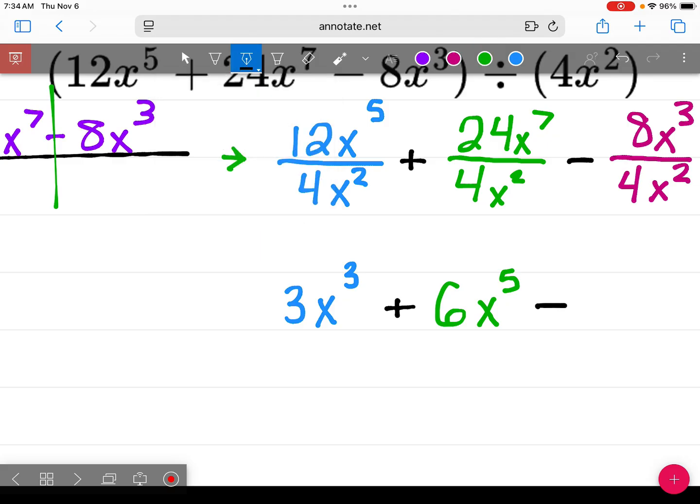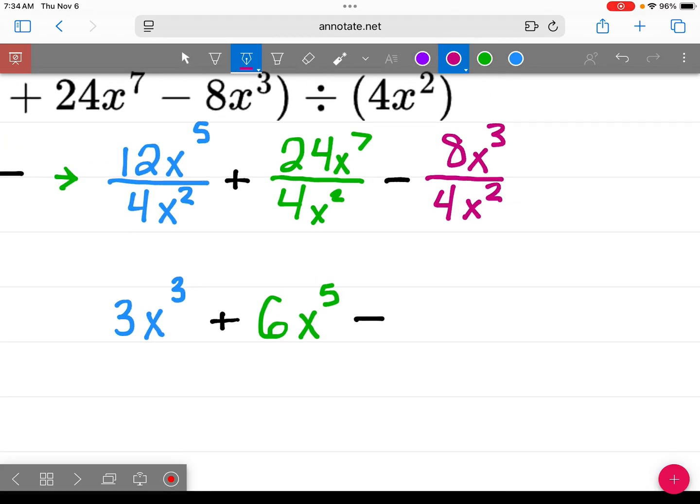And then our third term here. What is this one going to simplify down to be? 2 and x. Is there any more simplification we can do? No. I can't combine any of those terms together. I don't have any like terms. I've got an x to the 5th and an x cubed. Those are all separate things. So this is our fully simplified answer. This is our quotient.